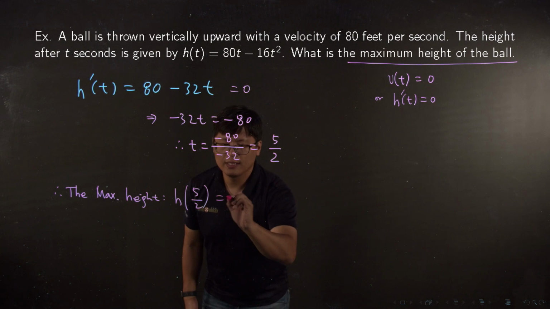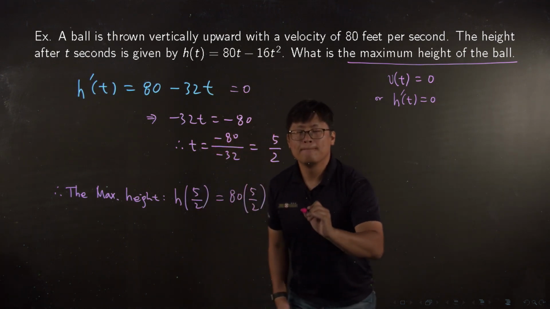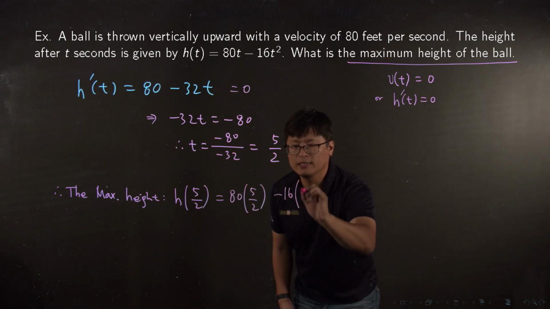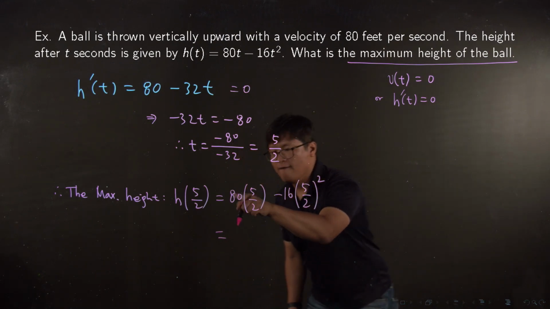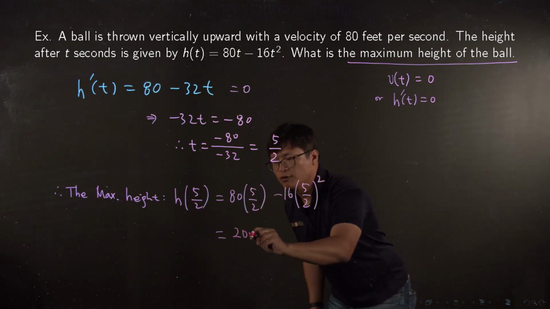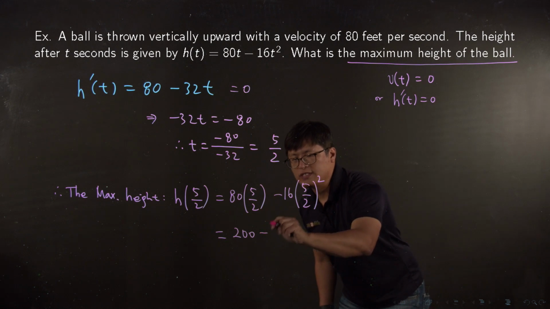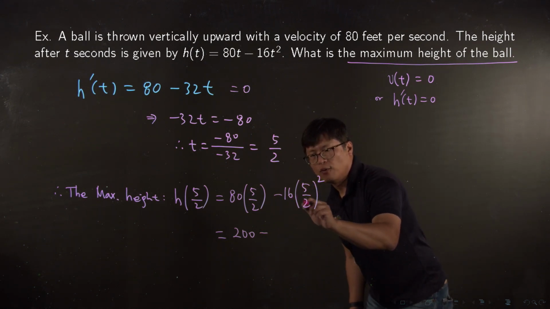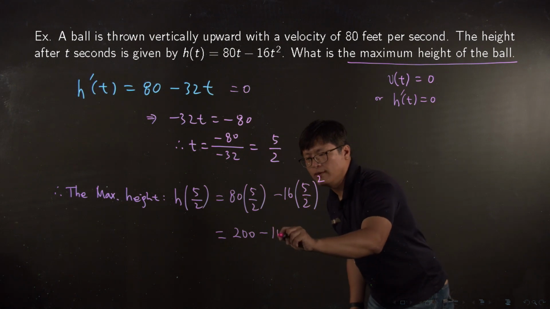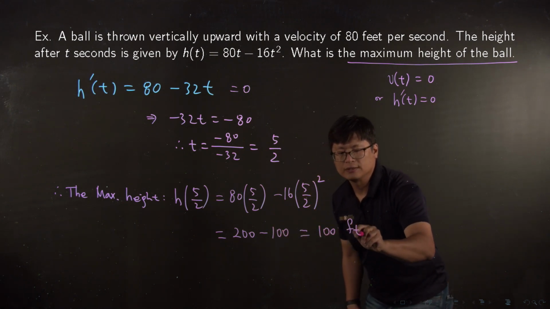So it is 80 times 5 over 2 minus 16 times 5 over 2 squared, okay? So that is 40 and 200, right? And it is negative 16 times 25 over 4, which is 4 times 25. Am I doing it right? 4, 2,500, right? So that is equal to 100 feet. That's it.